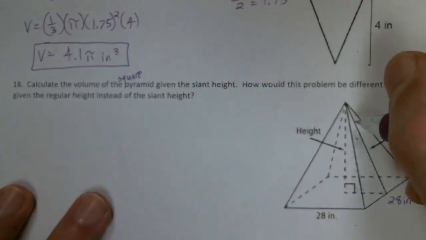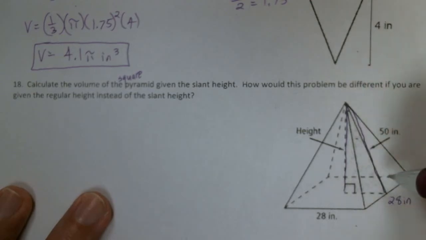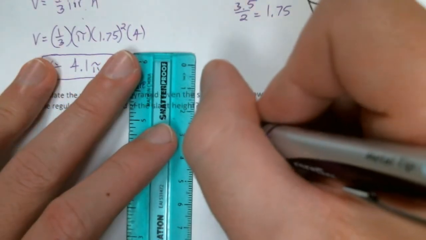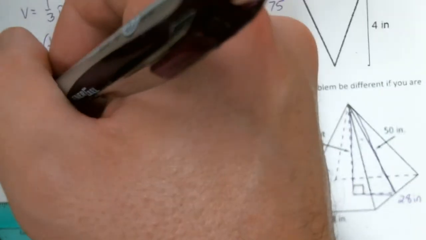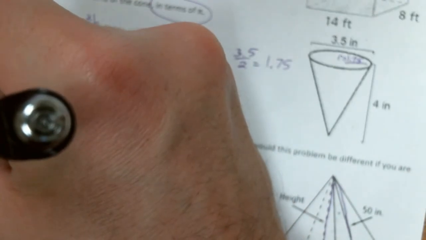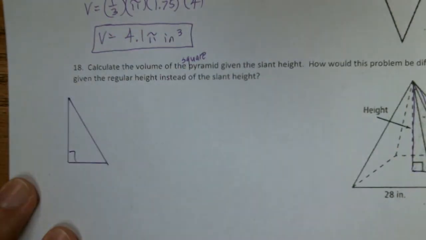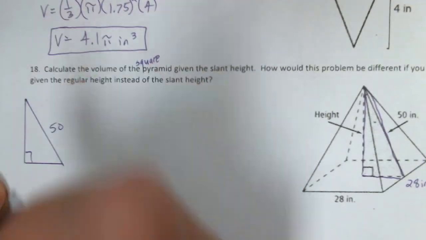All right, so when you're given the slant height, this is the hard version. What you got to do is you got to come out here to the side and draw yourself a separate right triangle. Let's come out here and draw it over here. And we get to use Pythagorean theorem. Okay, so there's a right triangle. My slant height, this 50 inches, that is the hypotenuse of my right triangle.